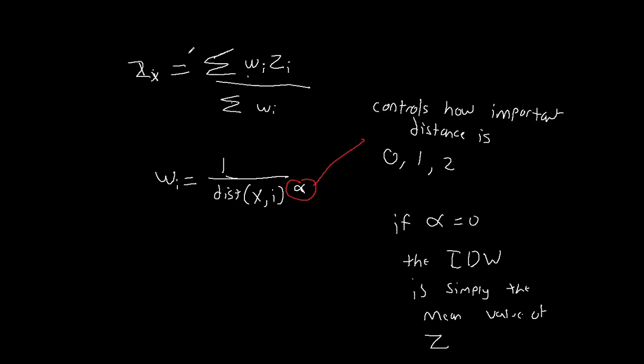Again, I just want to walk through this. Ideally, what we're doing is we're taking the z value for one of the points we're looking at, multiplying it by the weight, which is just the inverse of the distance between the point we're estimating and the point we're looking at, raised to some alpha, which controls how important we want that distance to be, divided by the sum of those weights. And that's going to be the z value that we're estimating.